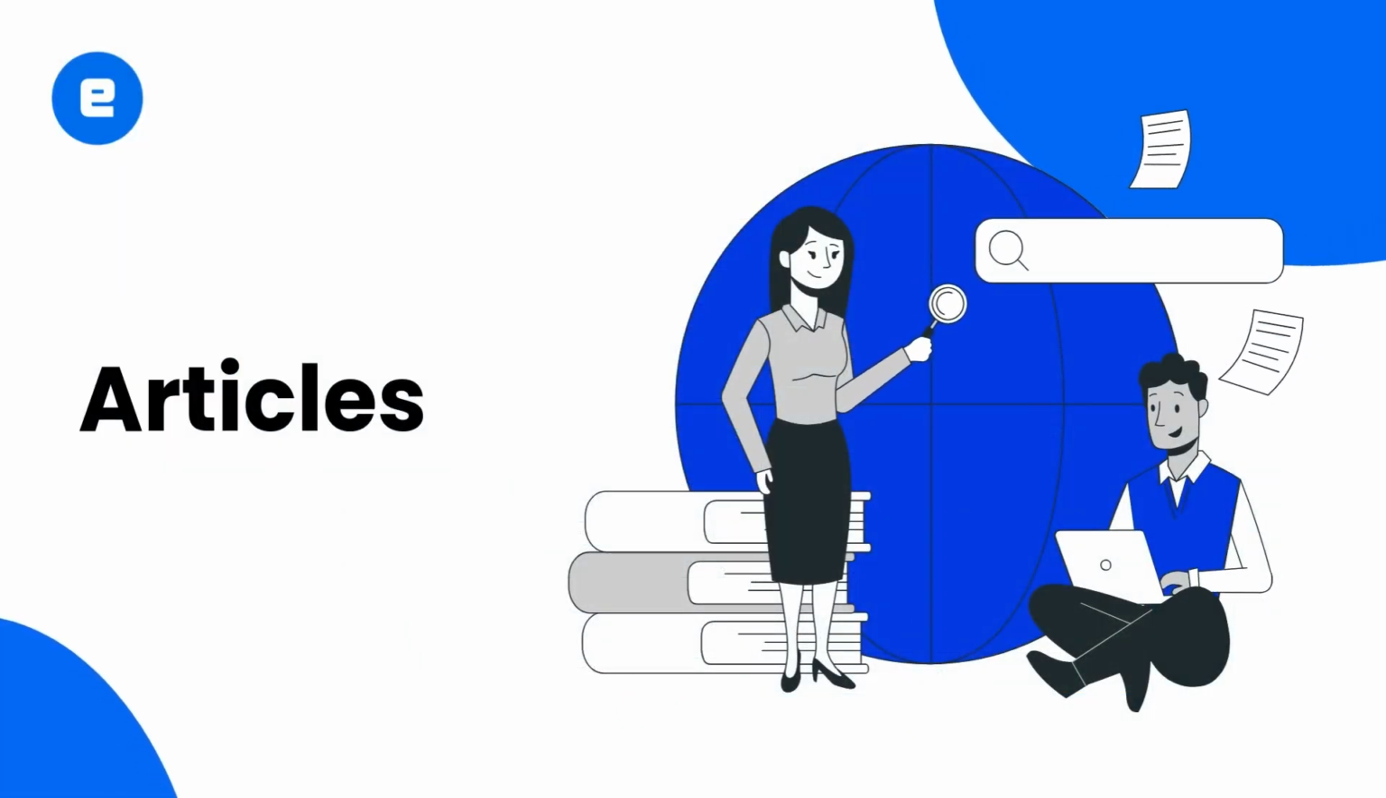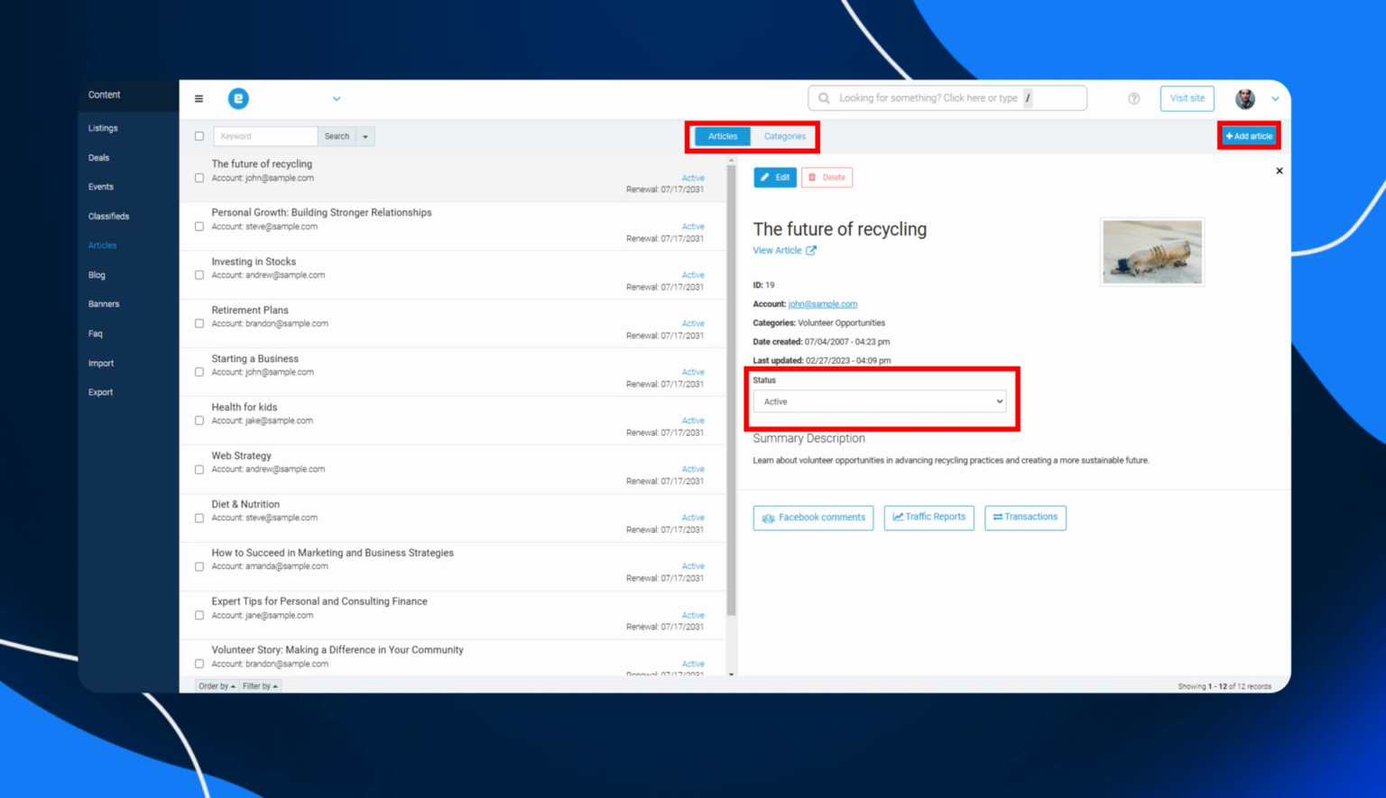Articles. You can also use the articles within your monetized plans, allowing your sponsors and even yourself to upload written content to your website. You can also create categories specifically to be used for the article's content and manually add them by clicking on Add Article.